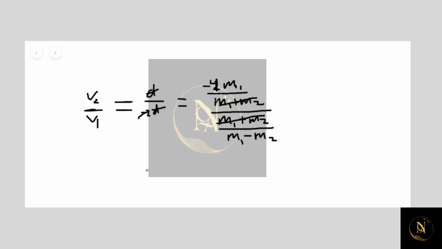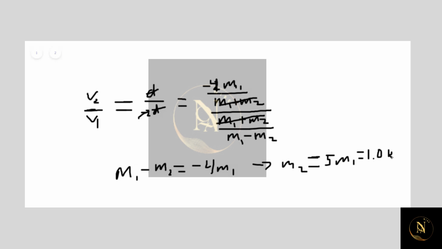Okay. So now what do we have? We have m1 minus m2 is equal to minus 4m1, or m2 is equal to 5m1, which is equal to 1.0 kilograms, because m1 is equal to 0.200 kilograms. So 1.0 kilograms. And we can box that in as our solution.